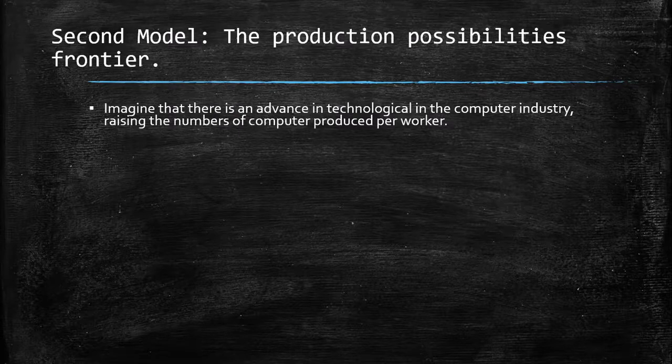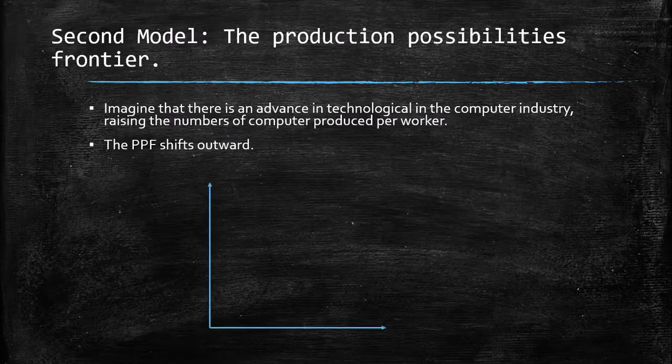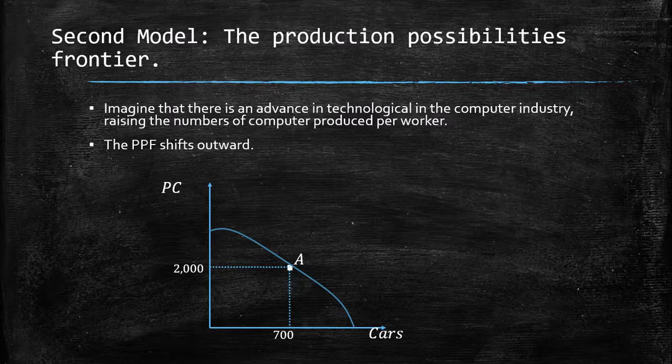So in this part, let's think about a little change in this economy. Imagine that there is an advance in the computer industry. Given this advance, the number of computers that each worker can produce is higher. So the production possibilities frontier shifts outward. So we have again cars and personal computers. We have our initial point, which is an efficient point: 700 cars, and at the same time I can produce 2,000 personal computers.